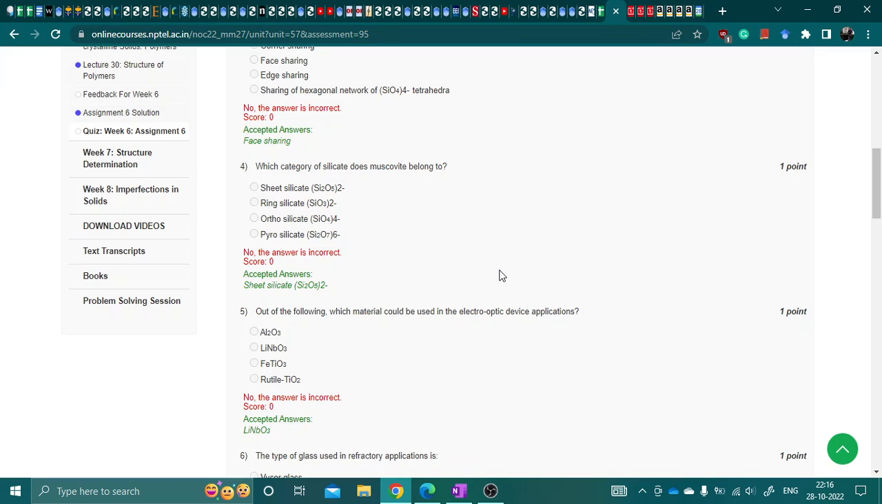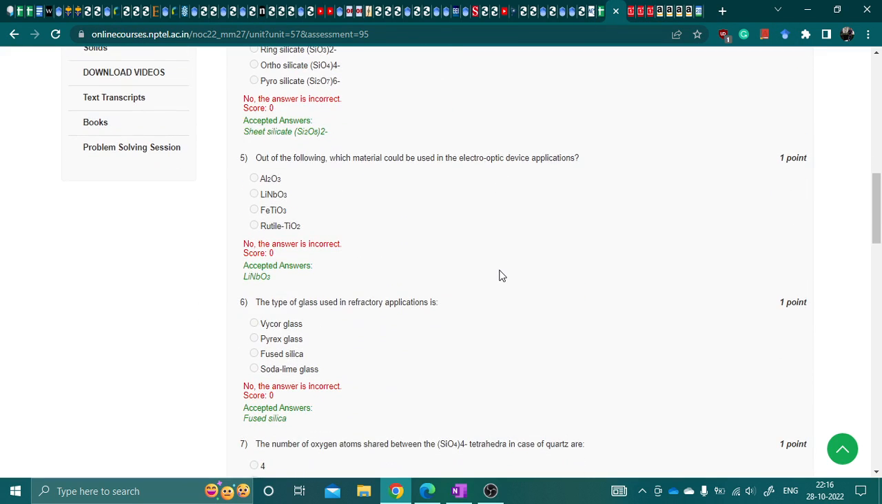Out of the following, which material could be used in electro-optic device applications? Among the given options, lithium niobate, LiNbO3, shows birefringence which is changeable by an electric field, so it can be used in electro-optic devices. So lithium niobate would be the best choice, and that is the right answer.